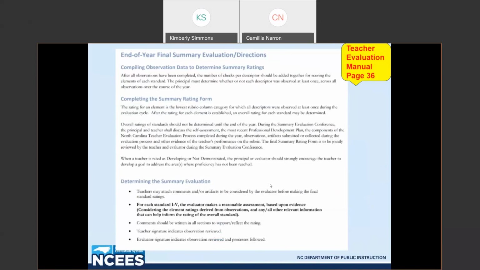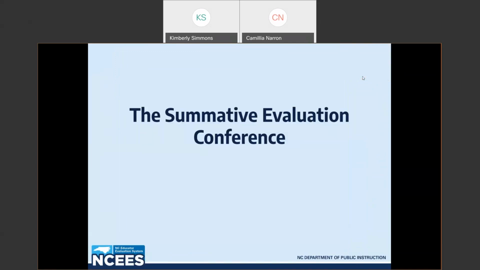So just as a reference, I included where you can find all of the information for completing the end of the year final summary evaluation, the directions and what I just covered. It's located in the teacher evaluation manual on page 36. So now moving into the summary evaluation conference, which really is the heart of our conversation today.